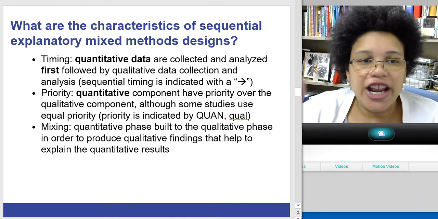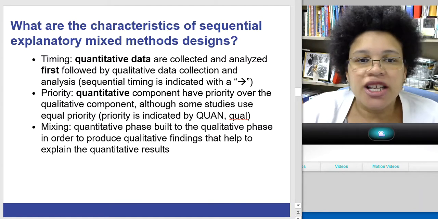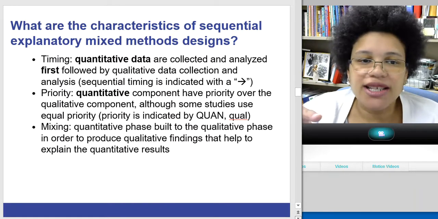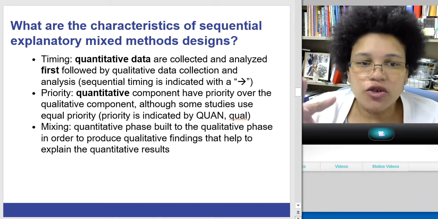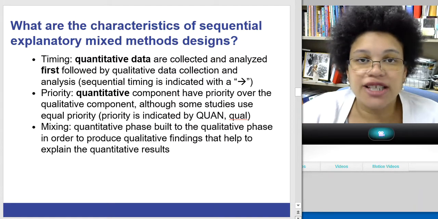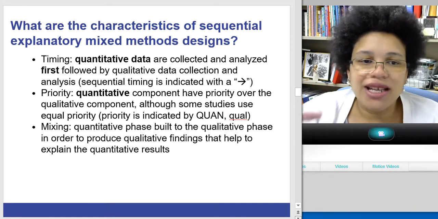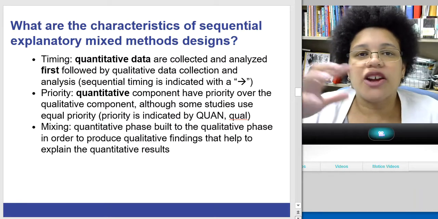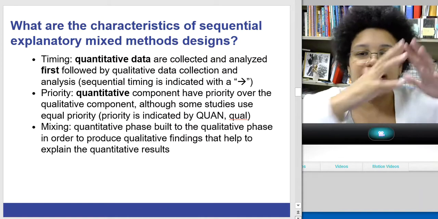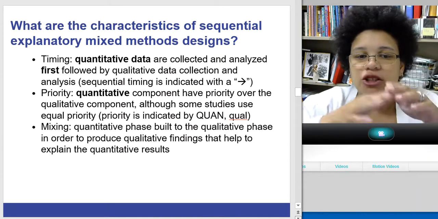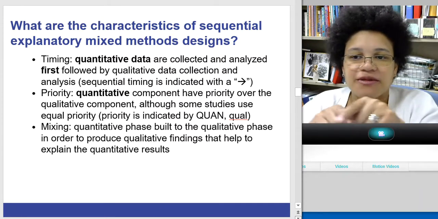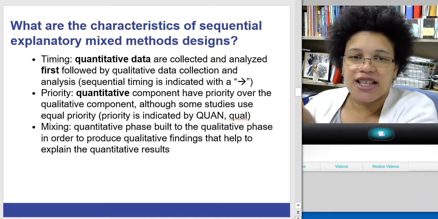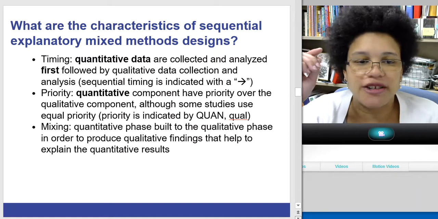Again, the characteristics, and now I'm on slide 11. In terms of timing, the quantitative data is collected first, followed by the qualitative data. The quantitative data takes the priority, and there's a way that the quantitative phase built to the qualitative question or phase, right? So the quantitative led you to the qualitative somehow.